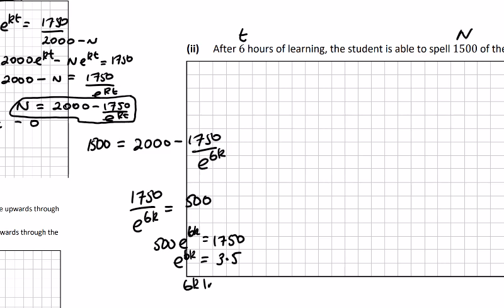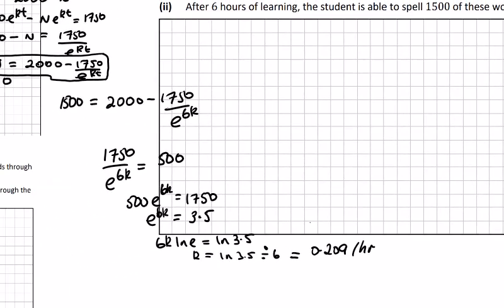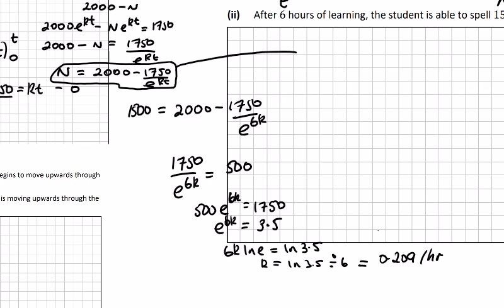So 6k times the natural log of e is equal to the natural log of 3.5. The natural log of e is equal to 1. So k is equal to the natural log of 3.5 divided by 6. Natural log of 3.5 divided by 6 is 0.209. And this is words per hour. And the last part of this question, you were asked to sketch it. So just use the equation in this format, put your values into your calculator, sketch this, and move on to question 8.